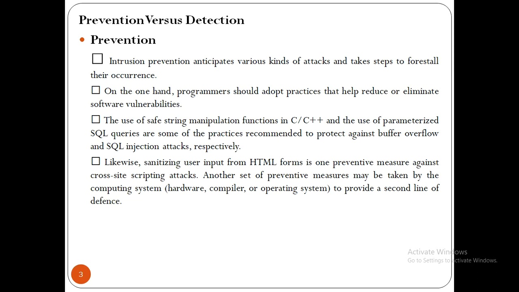Likewise, sanitizing user input from HTML forms is one preventive measure taken against cross-site scripting attacks. Sanitizing here means you have to remove malicious content from the user inputs in HTML forms. These all come under the preventive measures taken against cross-site scripting attacks, etc. Another set of preventive measures may be taken by the computing system, such as hardware, a compiler, or even the operating system, to provide a second line of defense. They will bring security against the attacks. Here again, the buffer overflow vulnerability is a prime example.